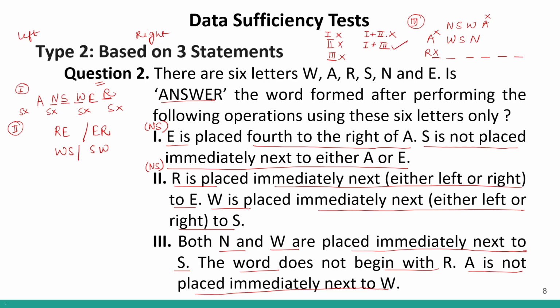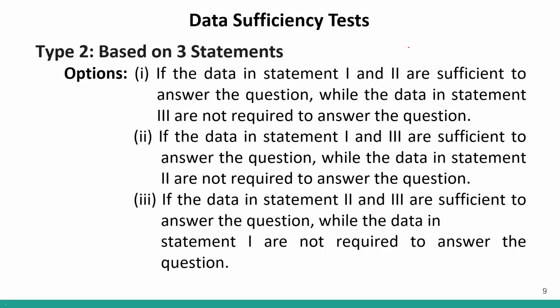So my option will say that statement number 1 and 3 are sufficient, but statement number 2 is not sufficient. If I look at the options, option number 2 says statements 1 and 3 are sufficient to answer the question, while the data in statement 2 are not required to answer the question. This will be my answer. My answer will be option number 2. Clear?